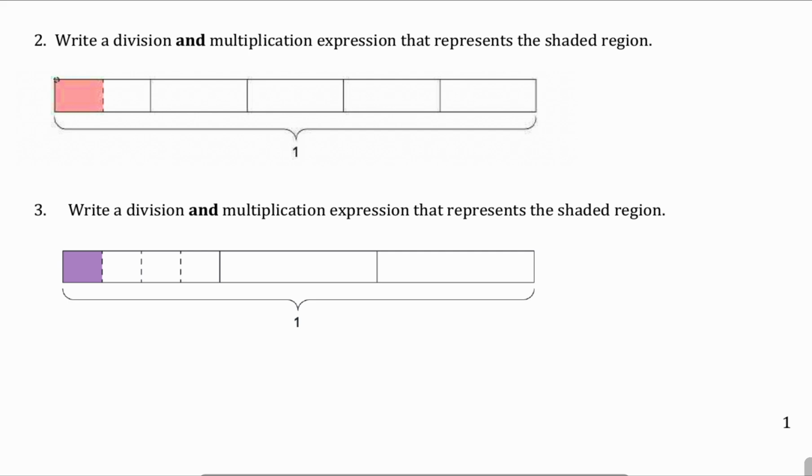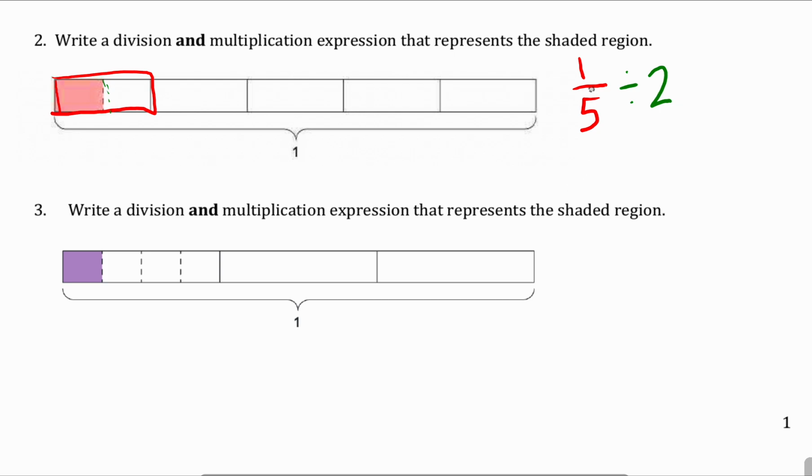And I notice that this part right here is 1/5. So we notice that we have 1/5 that is being cut up, being divided right here in 2 parts. So 1/5 divided by 2 is our division expression. Okay, so to write our multiplication expression, we're going to convert this to multiplication by using the strategy of keep, change, flip.